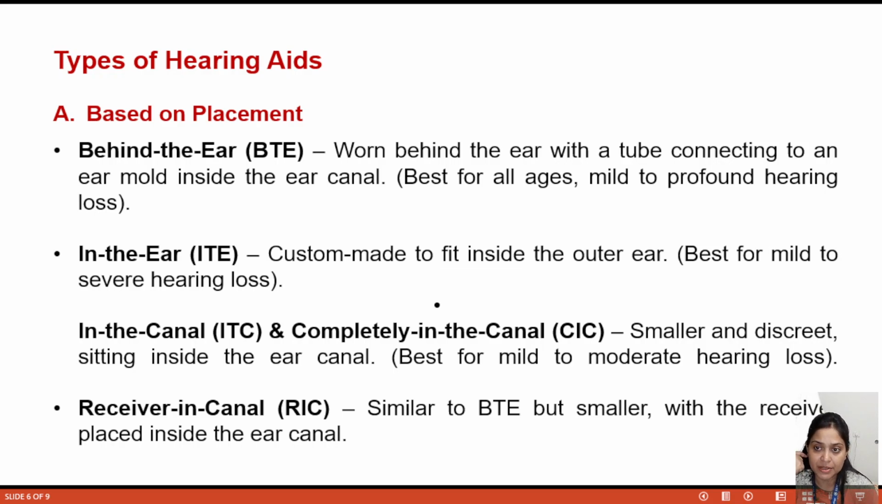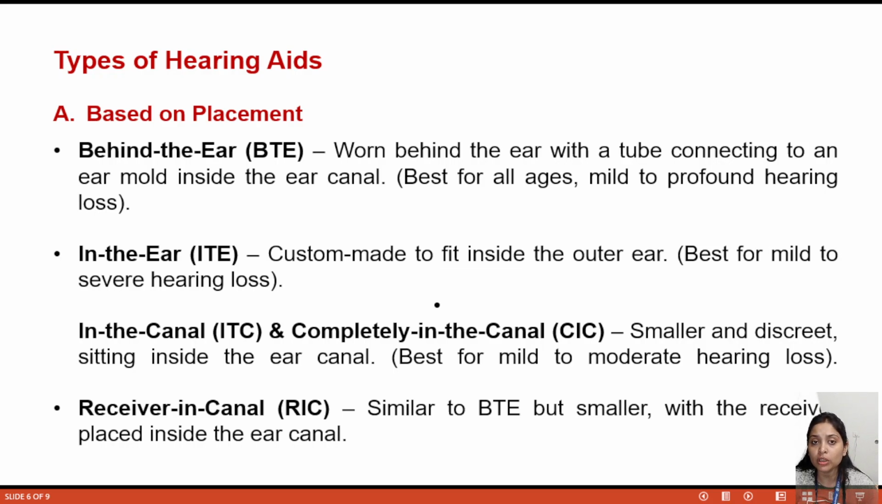It is used for mild to severe hearing loss. In the canal, that means ITC, and completely in the canal, CIC, are smaller and discreet, sitting inside the ear canal, for mild to moderate hearing loss. Receiver in canal, that is RIC, is similar to BTE but smaller in size, with the receiver placed inside the ear canal. So these are all based on the placement.